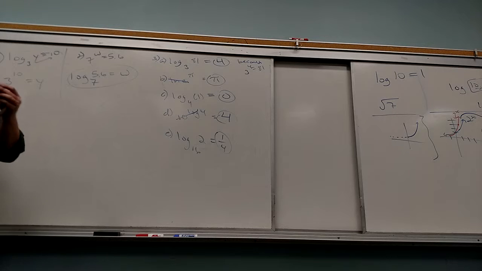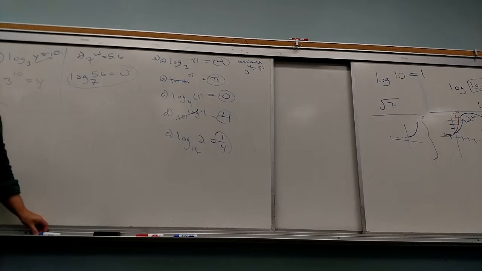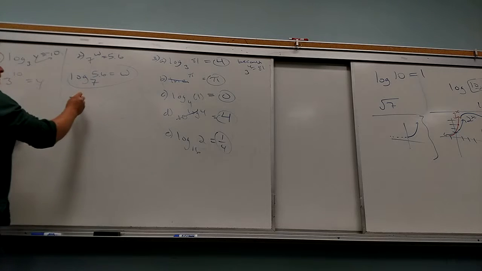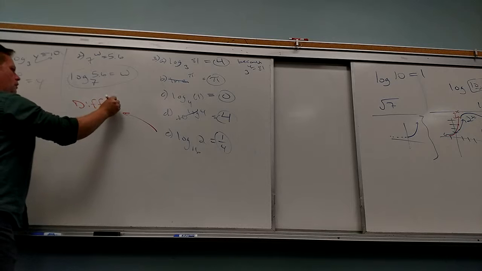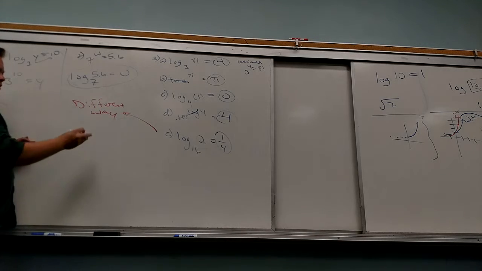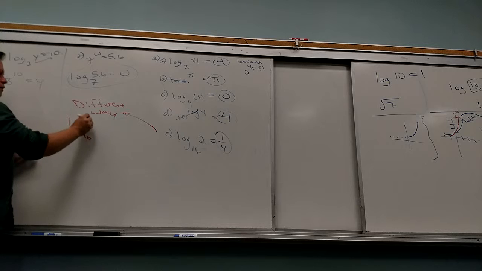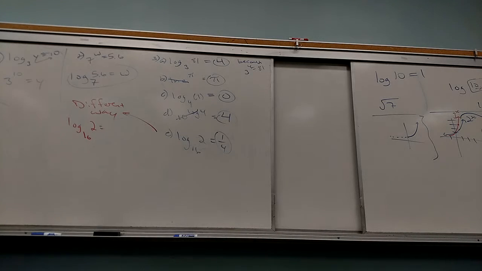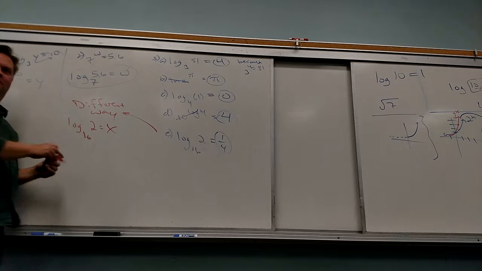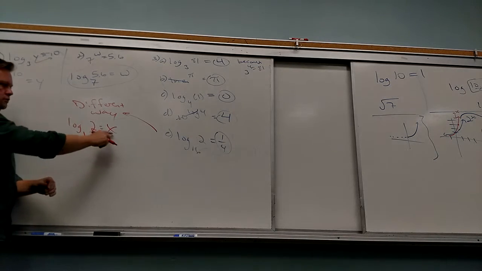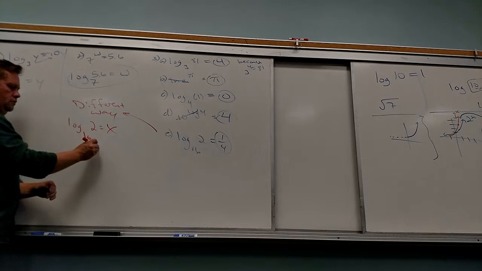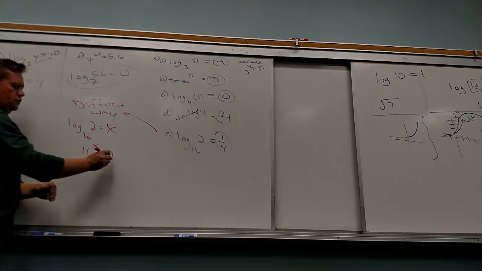But let me give you a different way to look at that before we do the rest of this. This way is kind of funny because the first step is admitting that you have no clue what the answer is. We don't know. Okay. How can I rewrite this? 16 to the x equals 2.